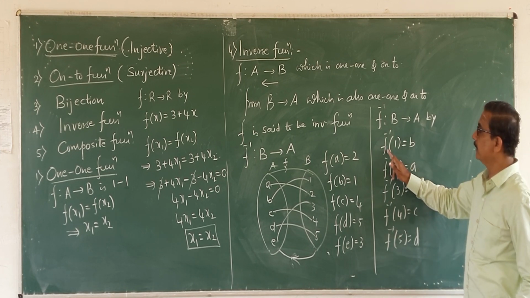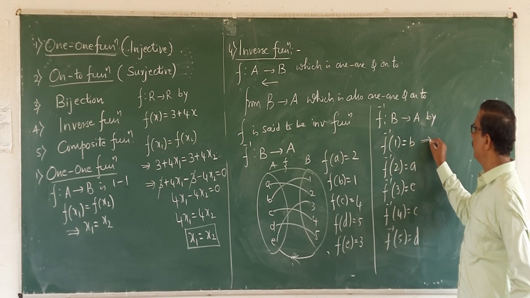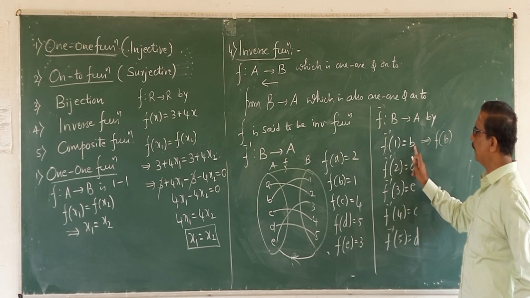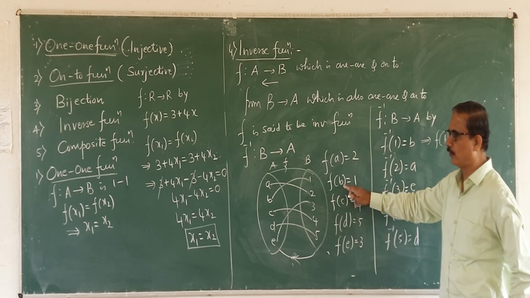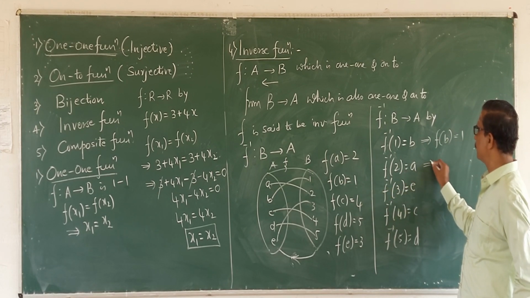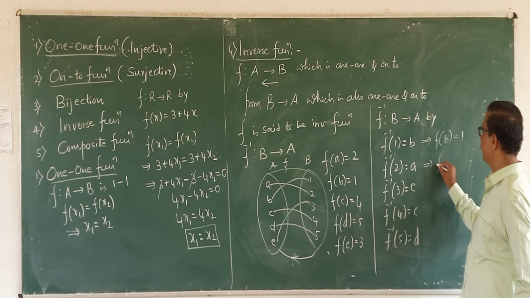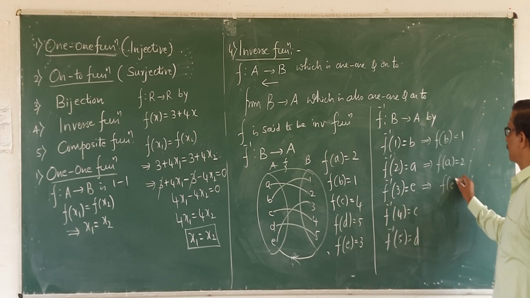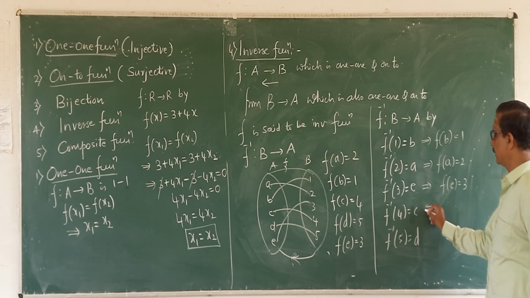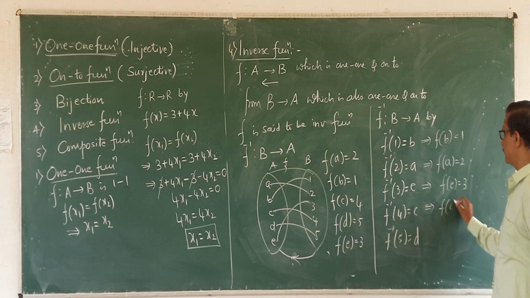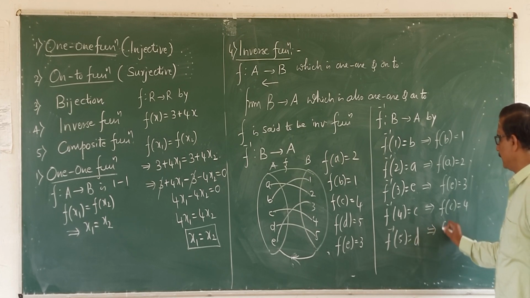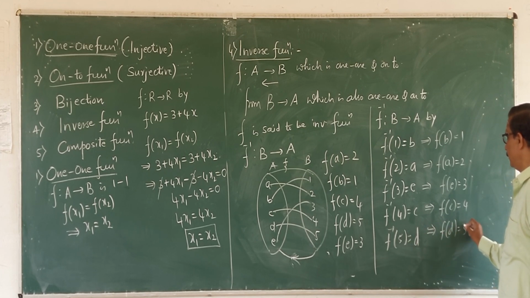Remember, here inverse image of 1 is B implies what is image of B? F of B is equal to 1. Image of B is 1. F inverse of 2 is A implies image of A is equal to 2. Inverse image of 3 is E implies image of E is equal to 3. Inverse image of 4 is C implies image of C is equal to 4. Inverse image of 5 is D implies image of D is equal to 5.